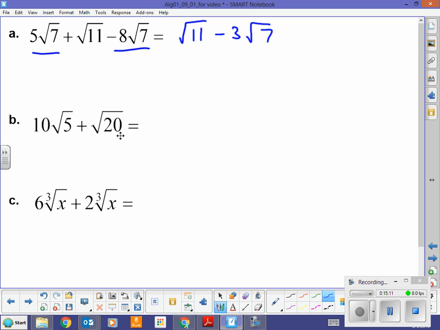When you have a problem like this one, 10 radical 5 plus radical 20, we have to simplify the radical 20 first to see if we can match this. So radical 20, this goes back to what we did earlier in the lesson, I think of as 4 times 5, because radical 4 is just 2. This is 2 radical 5. So now I have like terms. So 10 plus 2 is 12. This is 12 radical 5.